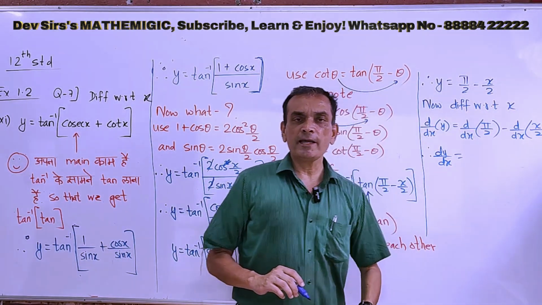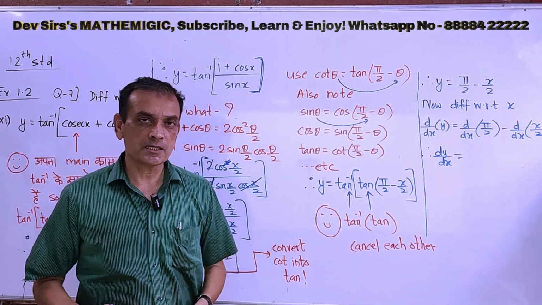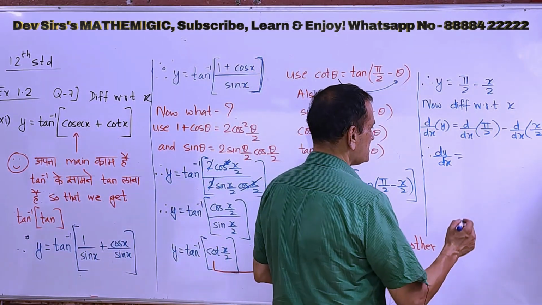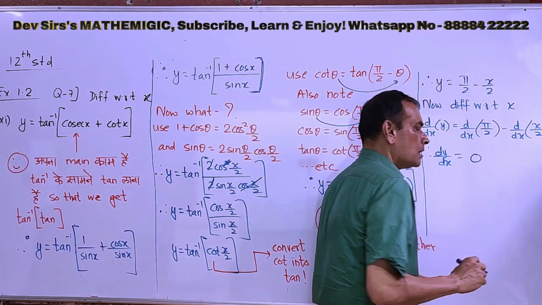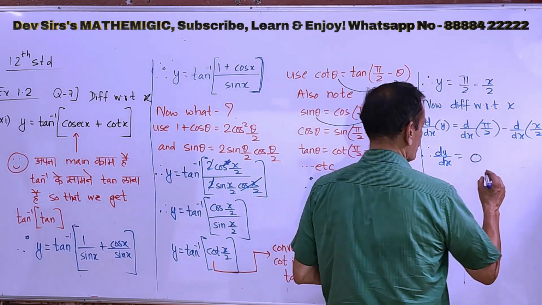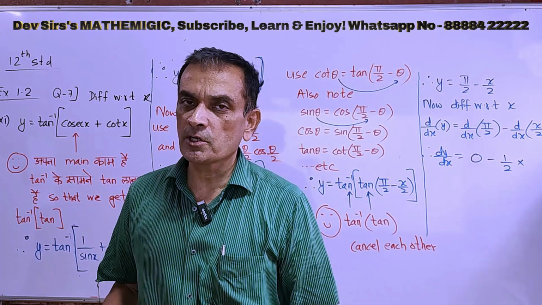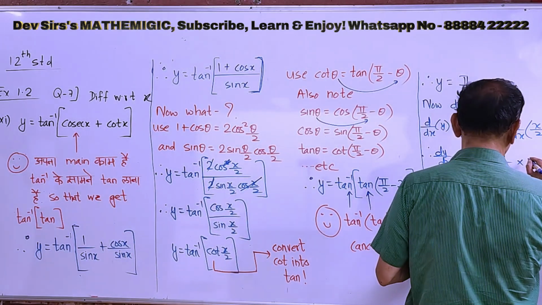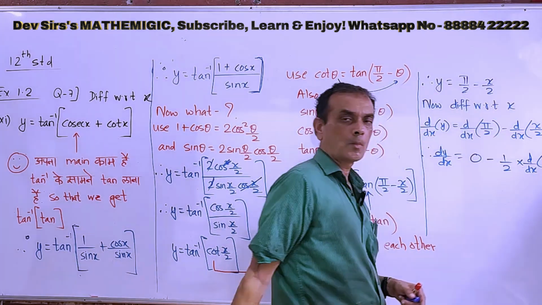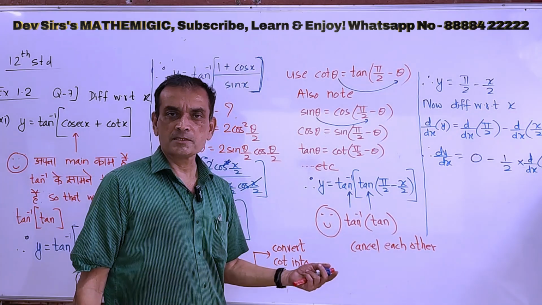Can you tell me what is d by dx of pi by 2? A few weeks back we had taken this. Pi by 2, 90 degrees is a constant. Derivative of 90 is 0. परसों देखा था, how do you find d by dx of x by 2? One by 2 constant बाजू को लिखो, d by dx of x. हो गया आंसर. Let us see now.